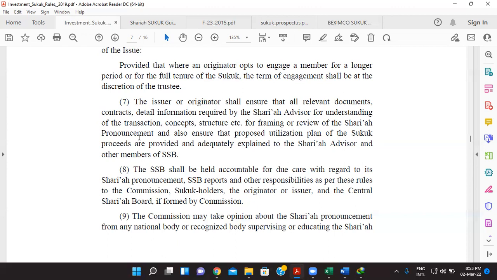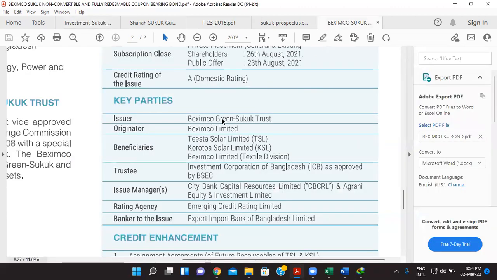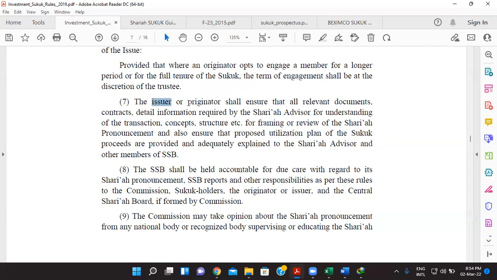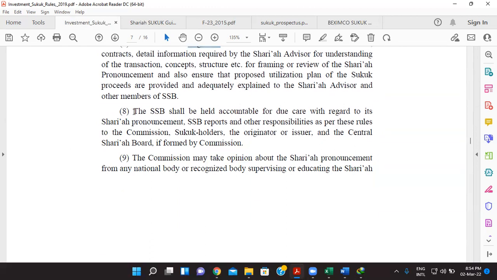So that information can be provided either by the issuer, say BSEC Green Investment Sukuk Trust, this one, or it can be provided by the originator. For this purpose they have used the term "or", but they are a separate body. Okay, you see, who will be accountable for the Shari'ah pronouncement? The SSB, not the originator.